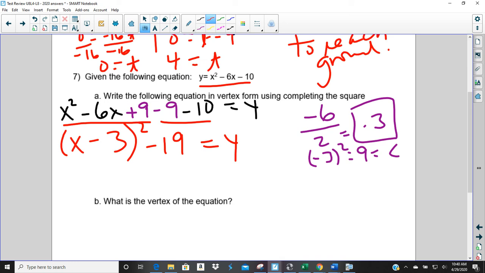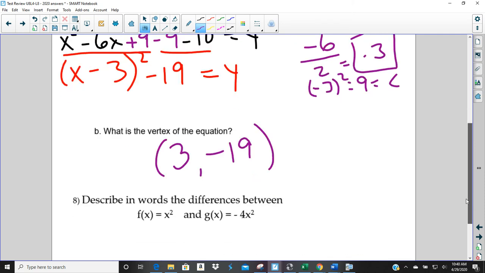Write the following equation in vertex form. It is in vertex form. Parenthesis x minus 3 squared minus 19 equals y. What is the vertex of the equation? Remember, it's going to be the same number, different sign for the x, so it's going to be positive 3, same number, same sign for the y, which is going to be negative 19, and that's our final answer. Okay, if you are struggling with that, review Unit 8, Lesson 4.